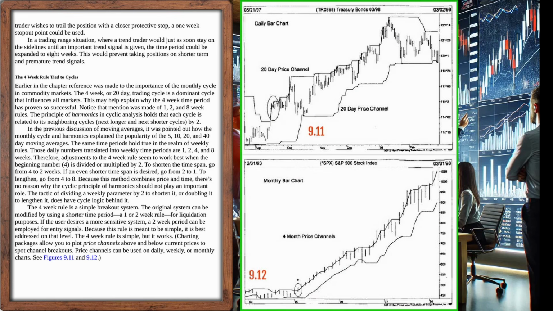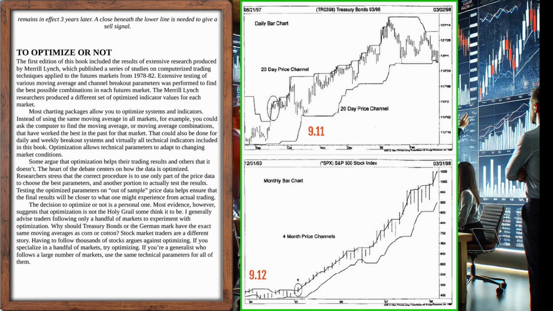Charting packages allow you to plot price channels above and below current prices to spot channel breakouts. Price channels can be used on daily, weekly, or monthly charts. See figures 9.11 and 9.12 to optimize OR0.